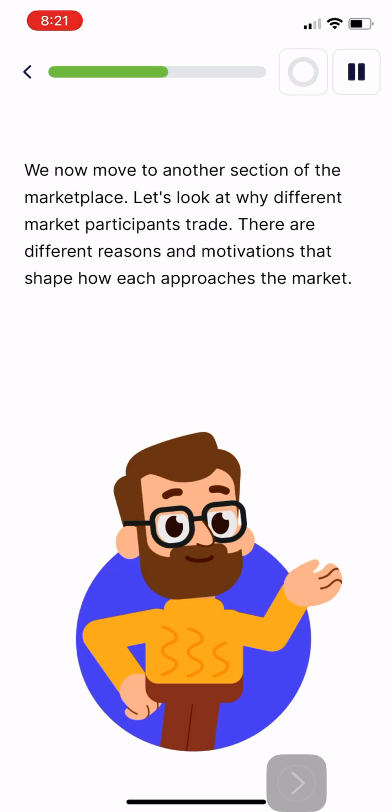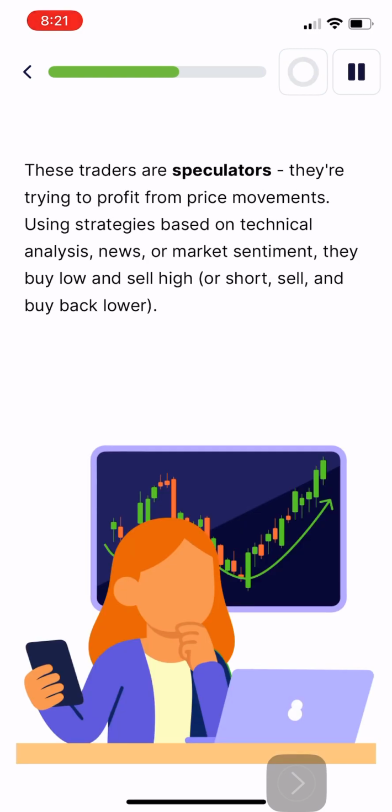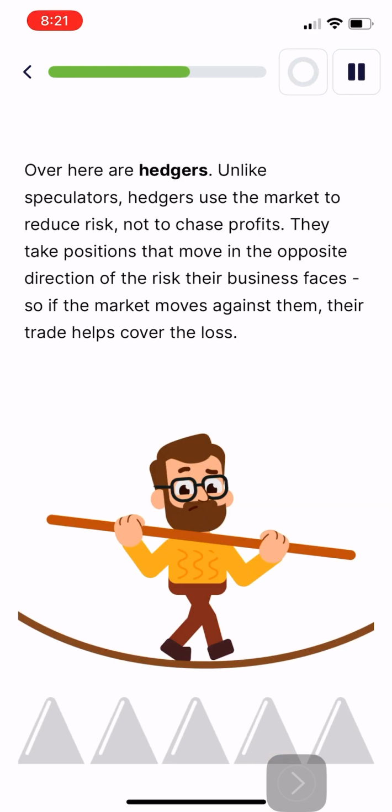We now move to another section of the marketplace. Let's look at why different market participants trade. There are different reasons and motivations that shape how each approaches the market. These traders are speculators. They're trying to profit from price movements. Using strategies based on technical analysis, news, or market sentiment, they buy low and sell high, or short sell and buy back lower. Over here are hedgers.